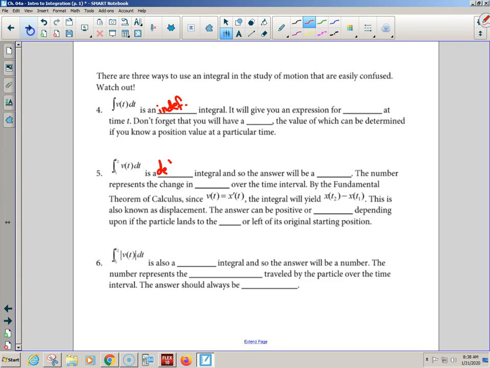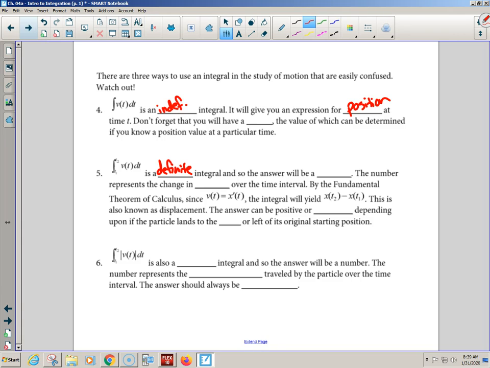Okay, because it has bounds, right? Yeah. Okay, keep going. It will give you the top one, the indefinite integral. It will give you an expression for, if you integrate velocity, what do you get? Position. Because integration goes backwards with our three main concepts of motion: position, velocity, acceleration. Or we take out the motion: amount, rate, rate of rate.